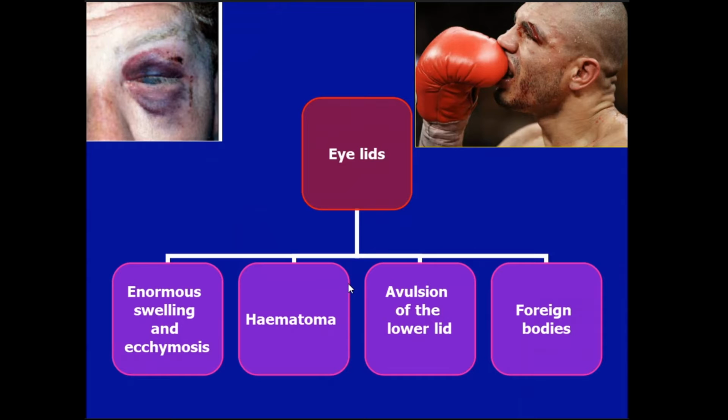Eyelids. When we see the contusion of the eyelids, we can see enormous swelling and edematosis, hematoma, avulsion of the lower lid, and foreign body. I would like to say that I hope you remember that eyelids have very good blood supply.